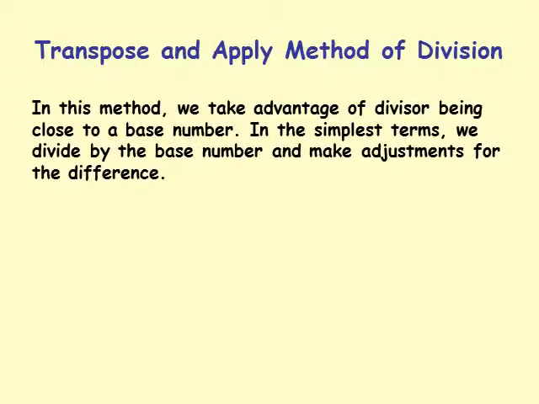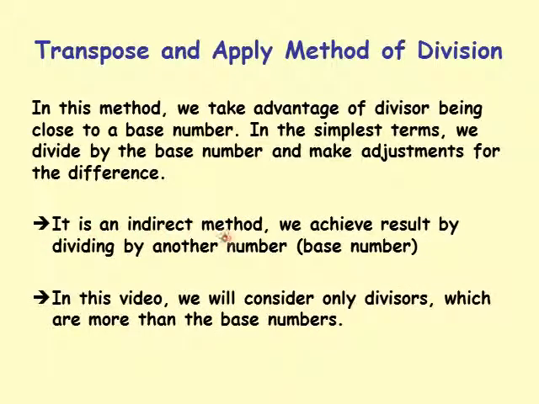Okay, let's continue here. It's an indirect method. We achieve a result by dividing by another number, which is a base number. So it's not a direct method. We do not divide directly by the divisor. Instead, we divide by a base number, sometimes proportional base numbers, and make the adjustments. In this video, we will consider only divisors which are more than the base numbers. The ones which are less than the base numbers were considered in the earlier video.